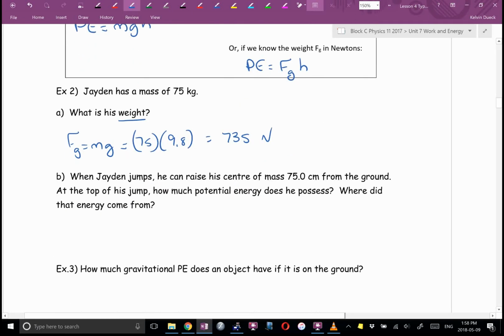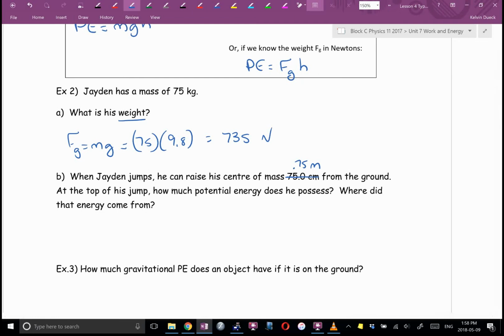Okay. When Jaden jumps, he can raise his center of mass 75 centimeters from the ground. Cross out 75 centimeters. Nice try. I don't do physics with centimeters. What am I going to write there instead? 0.75 meters. At the top of his jump, how much potential energy does he possess?